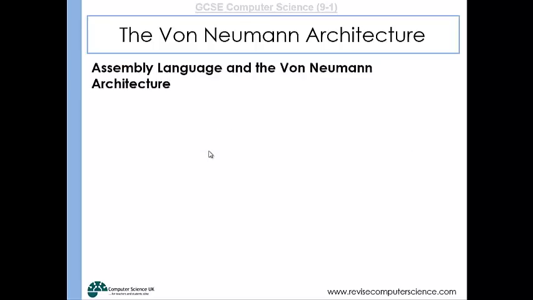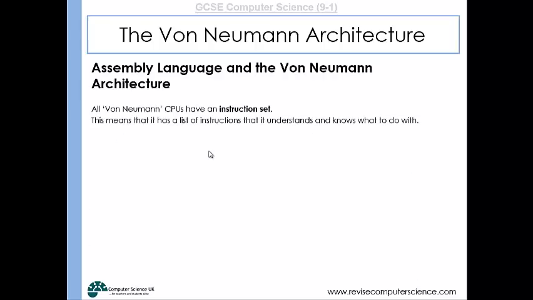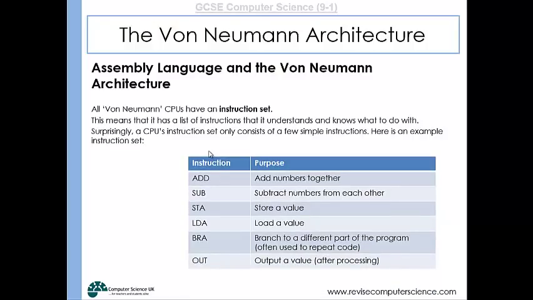Now, the von Neumann architecture works by following instructions from effectively assembly language. All von Neumann CPUs have an instruction set, which means there's a list of instructions that the CPU knows how to execute, and there's very, very few of them. Here's a fairly small number of instructions. The instruction ADD means add numbers together. SUB means subtract numbers from each other. STA means store a value in the accumulator. LDA means load a value into the accumulator. BRA means branch to a different part of the program, and OUT means output a value after it's been processed. There are a few other instructions, but these are the main ones that we will deal with today.